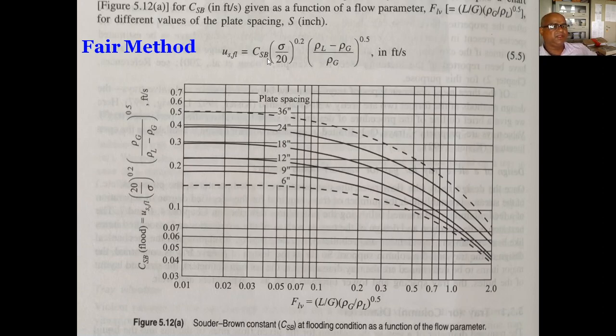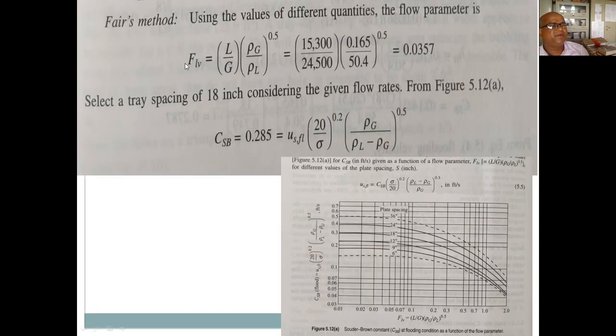Okay, so CSB, density, surface tension by 20 to the power 0.2, or rho L by rho g, it is in feet per second, whatever. Okay, so first let's calculate for this problem. Let's calculate the flooding velocity. First, the flow parameter: L by G, this thing, this is the bottom 15, this is the liquid flow rate, this is the gas flow rate, this is the density of gas, and this is the density of liquid.